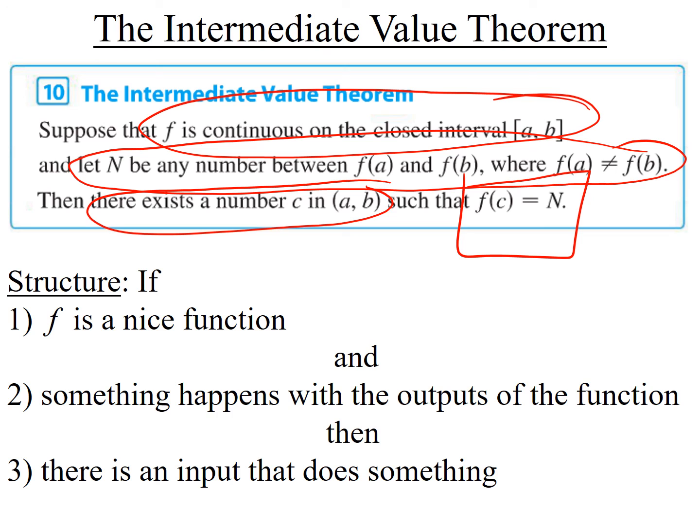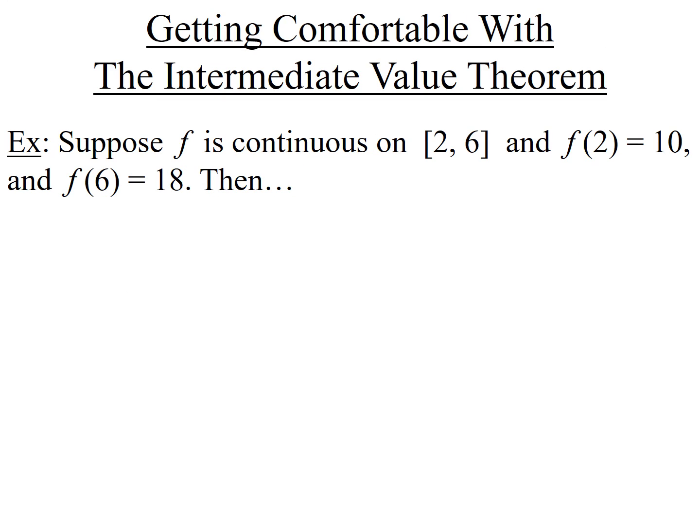All right, let me finally go ahead and do some examples to understand what's happening with these outputs and these inputs. This is not the kind of question I would ever ask you on a quiz or anything. This is just so we get comfortable with the intermediate value theorem. So that's why I wrote getting comfortable with the intermediate value theorem here. It says suppose f is continuous on a closed interval, and I gave you 2 to 6. I'm also telling you what happens if you plug in the endpoints to the function. If you plug in 2 to the function, you get 10. If you plug in 6 to the function, you get 18. Then what can we say?